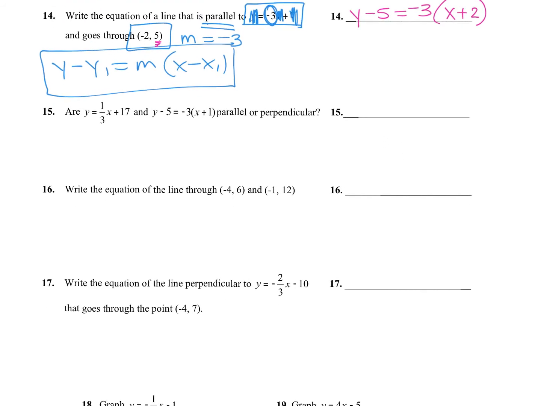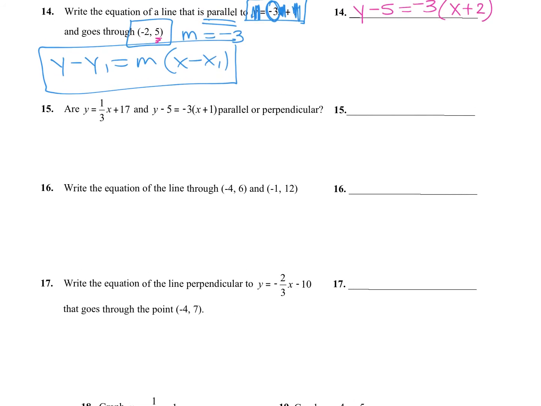Okay. 15. Are those parallel or perpendicular? Perpendicular. How do you know? It's a reciprocal and opposite. Opposite reciprocals, yes. 1/3 and -3. We don't care about any of the rest of this. All we care about are the slopes. And those are opposite reciprocals. And we know that opposite reciprocals are perpendicular. Sorry, that's the symbol for perpendicular.